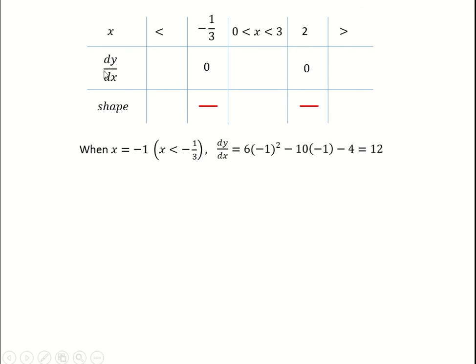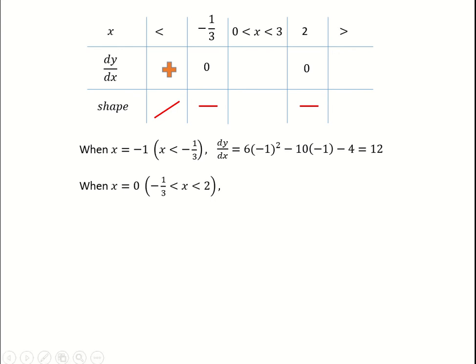So the -1 goes into dy by dx, we look at the value. All we're interested in is whether it's positive or negative. This is positive, so we take that positive and pop it in our table. That tells us basically that the shape is increasing before it gets to the first stationary point. It gives us an idea of what's going to happen, but we need to keep going and find out exactly what's happening.